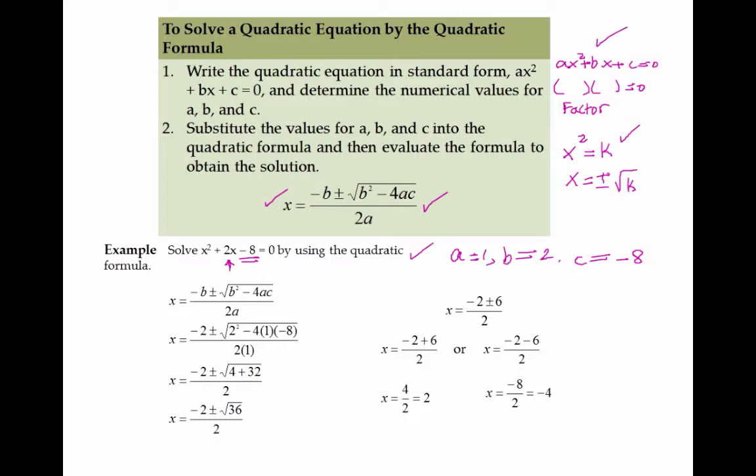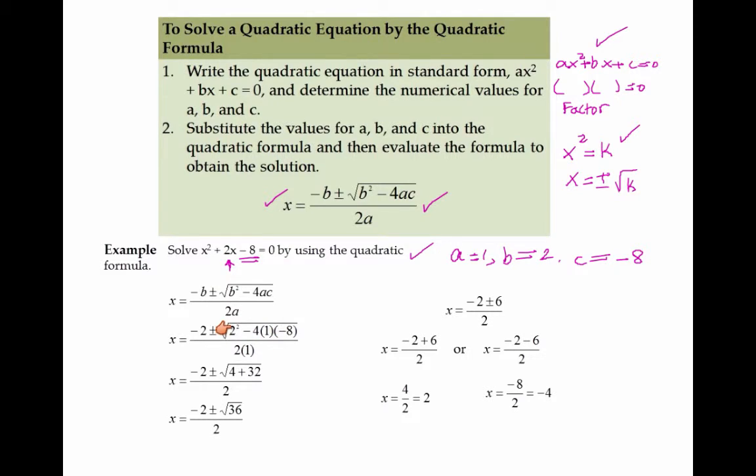So once we identify A, B, and C, we're pretty much done. We just have to substitute those values into this formula. We just have to memorize this formula and then evaluate for x. So in this case, everywhere I see B, I'm going to substitute 2 for that. Everywhere I see A, which in these two places, I'm going to substitute 1. And finally, everywhere I see C, which is only one place here, I'm going to substitute -8.